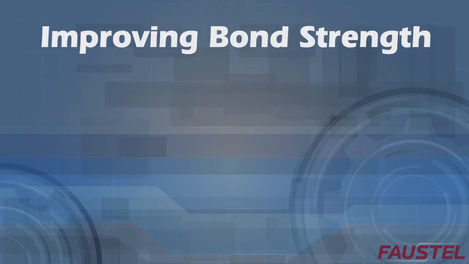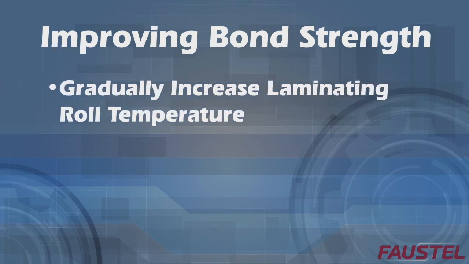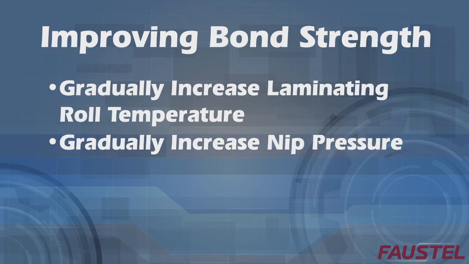Techniques to improve bond strength include gradually increasing laminating roll temperature, gradually increasing nip pressure, and slowing the line to allow for increased dwell time.